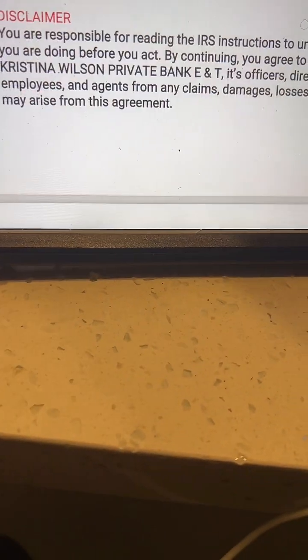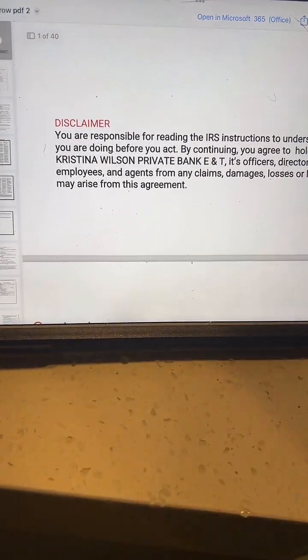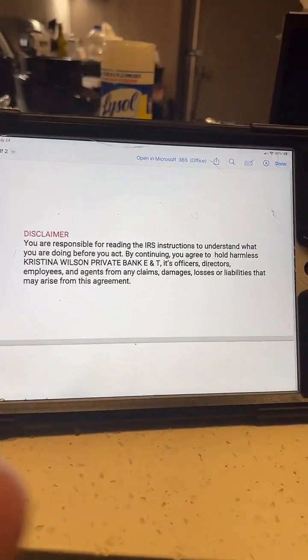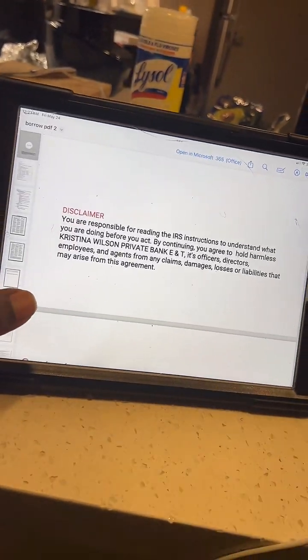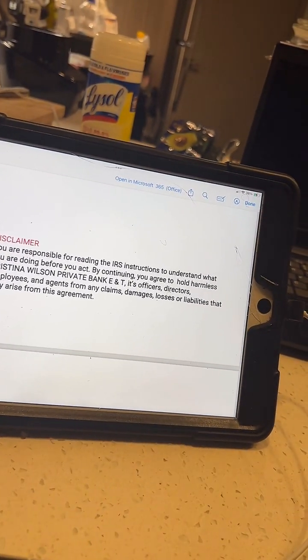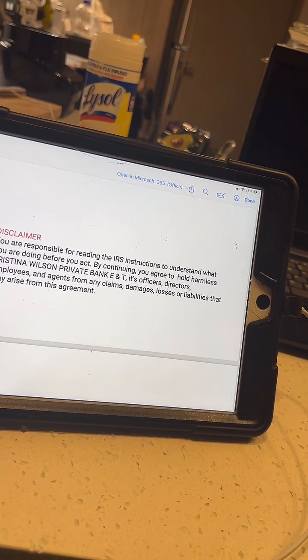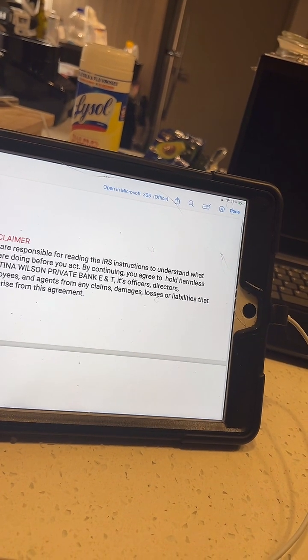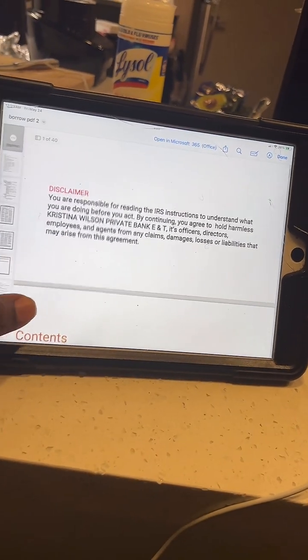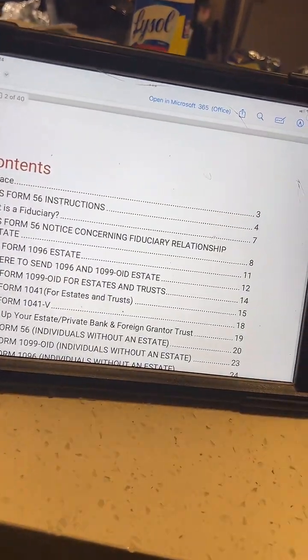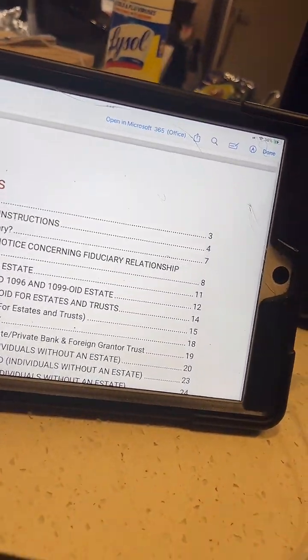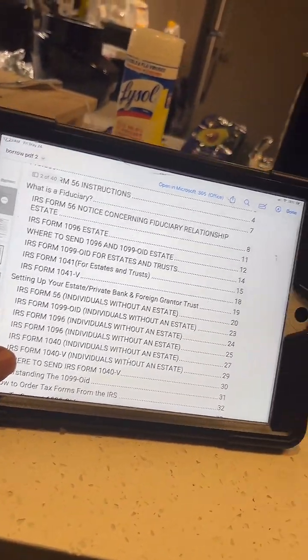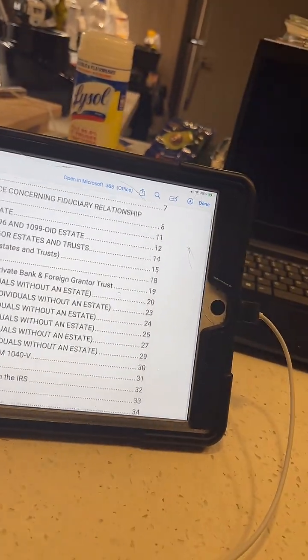But I'm going to the very beginning of this ebook. So it gives a disclaimer. You are responsible for reading the IRS instructions to understand what you are doing before you act. By continuing, you agree to hold harmless Christina Wilson Private Bank ENT, its officers, directors, employees, and agents from any claims, damages, losses, or liabilities that may arise from this agreement. Okay, so it talks about the Form 56. It talks about the 1096 form for the estate. It talks about the 1099 ORD for estates and trusts.